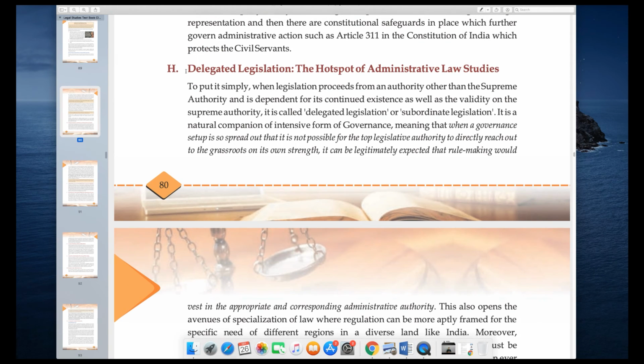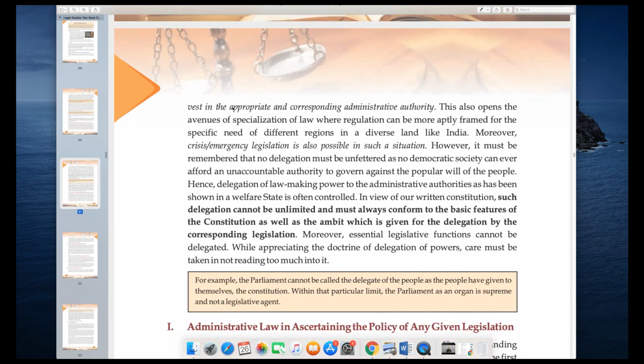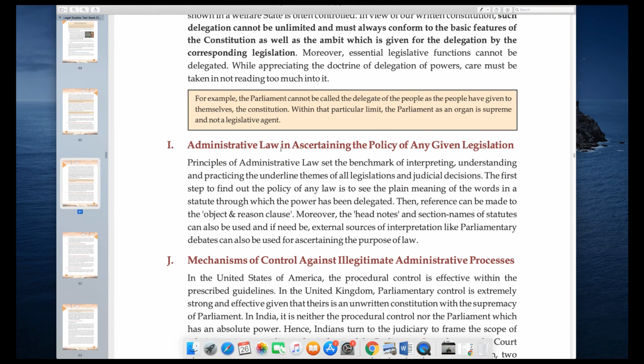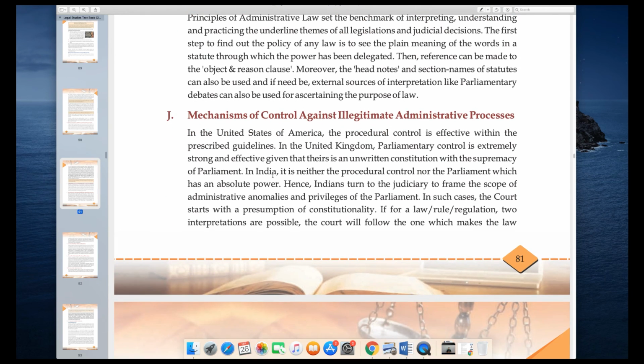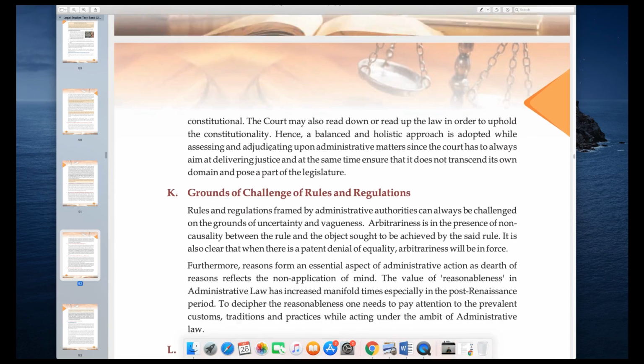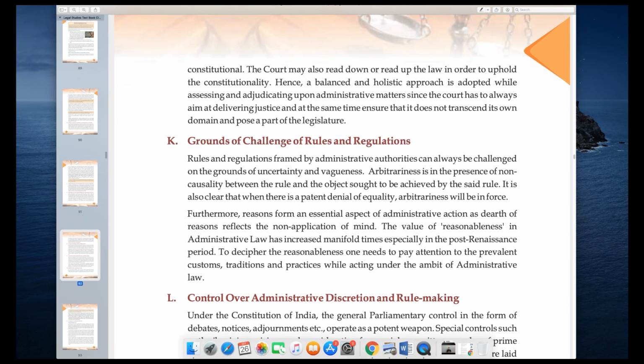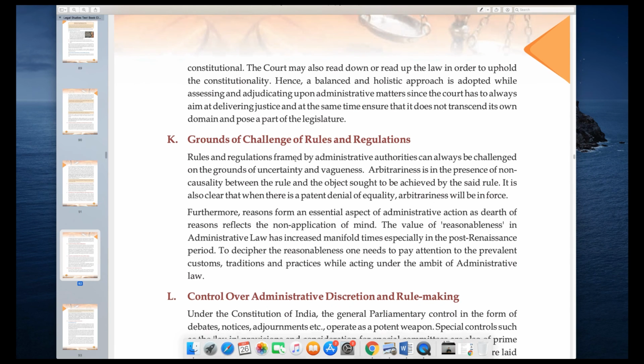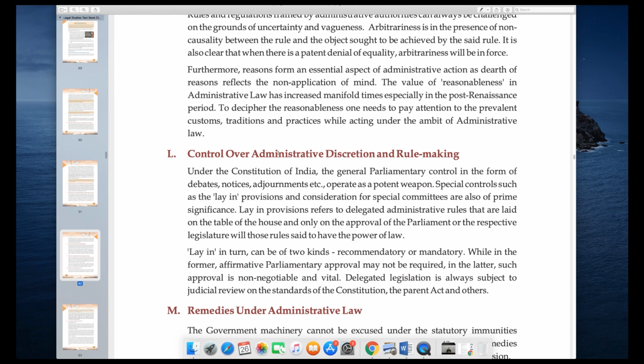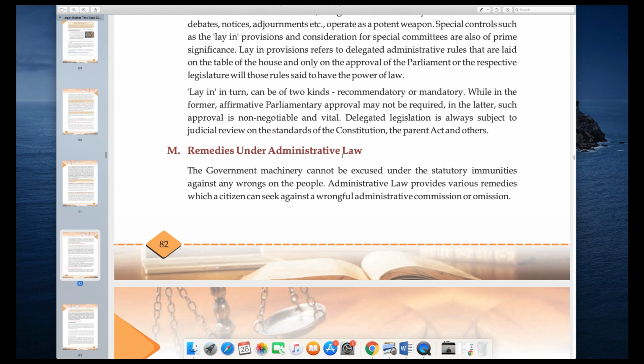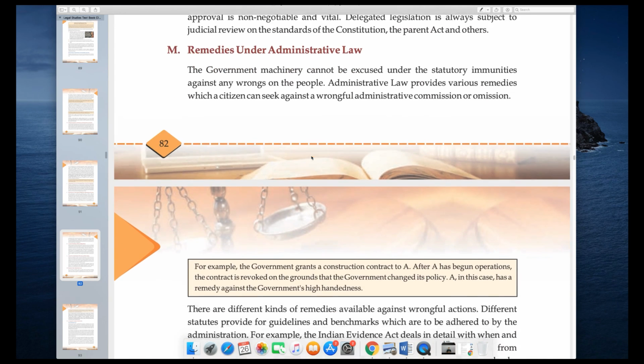Okay, starting with delegated legislation, the hot spot of administrative law studies. Next we have discussed administrative law in ascertaining the policy of any given legislation. Next we have discussed mechanisms of control against illegitimate administrative processes. Next one, grounds of challenge of rules and regulations. Next one, control over administrative discretion and rule making. Next one, remedies under administrative law.